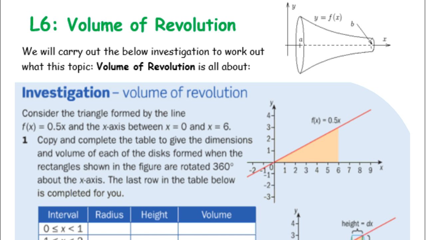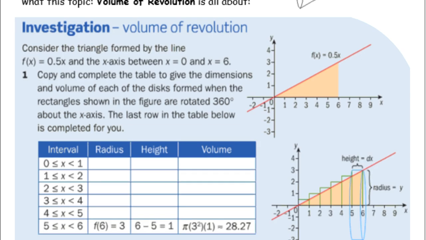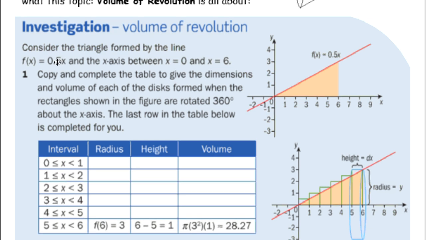So here is a nice simple one. Consider a triangle formed by the line f of x equals 0.5x. What kind of function is this one here, f of x? Linear, good. What's its y-intercept? 0, yeah, because y equals mx plus c. It's got a y-intercept of 0 and a gradient of 0.5. Yeah, so it's going upwards. So that's why the line looks like this.